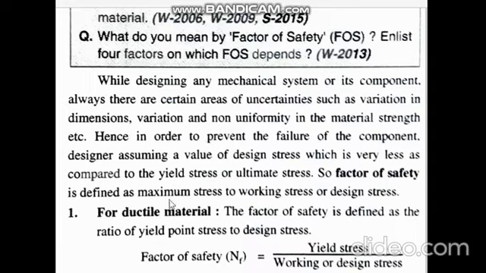So the factor of safety is defined as maximum stress to working stress or design stress. Let me explain like this. Suppose you are making a bicycle. How many people normally drive a cycle? One person drives. So one person means the maximum load will be that person's weight.